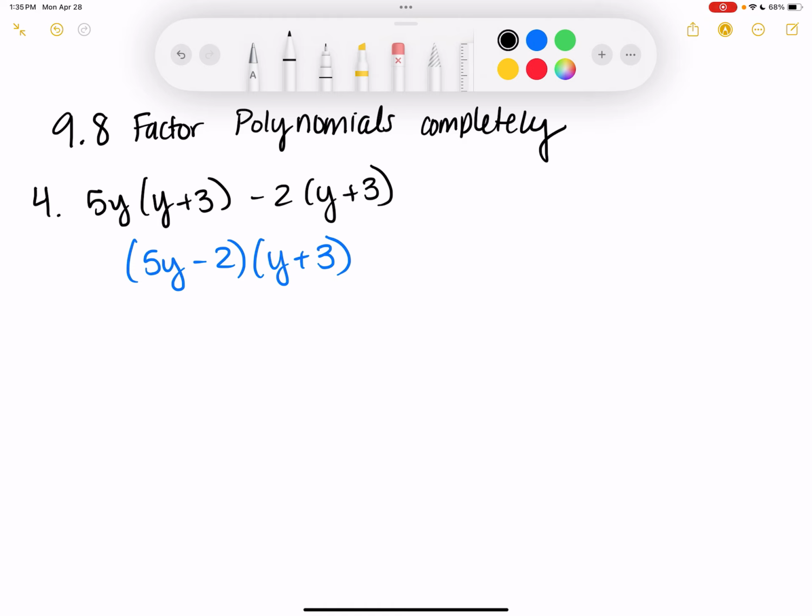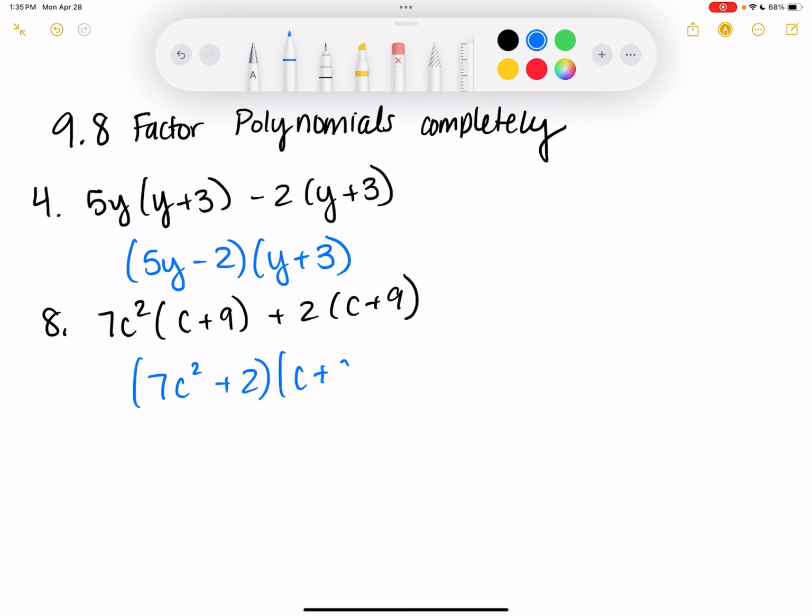Let's see. 8. 7c squared times c plus 9 plus 2 times c plus 9. So again, these two parentheses match, so I write that once. The stuff outside is getting written together in a parenthesis, so I've got 7c squared plus 2 times c plus 9. Do we need to fully solve it out or no? This is factoring.